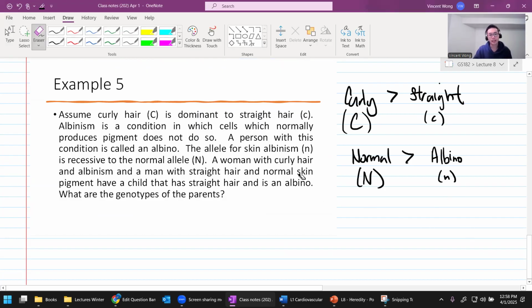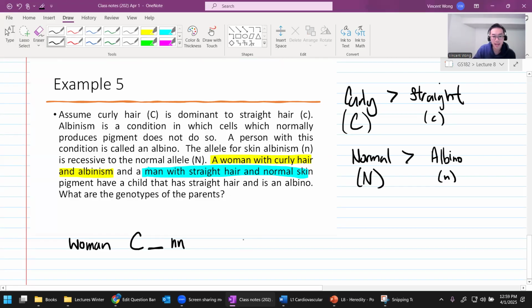So let's take a look at the situation here. A woman with curly hair and albinism, and then we have a man with straight hair and normal skin. Okay, so let's write it down first. Woman is curly hair. So we know she has a big C for curly, but I cannot tell immediately whether she's homozygous curly, like big C, big C, or if she's heterozygous, which would be big C, small c, right? So I don't know yet. I'm just gonna leave it blank for now. And then she has albinism, which means it's gonna be small n, small n.